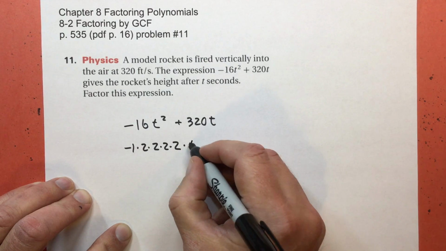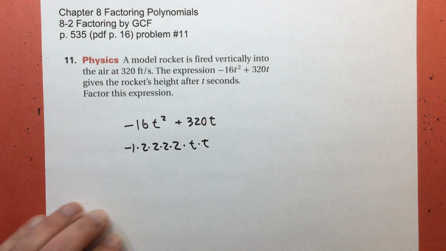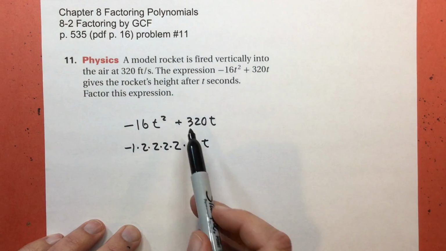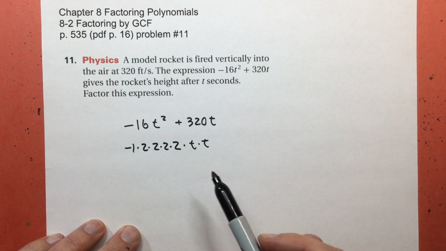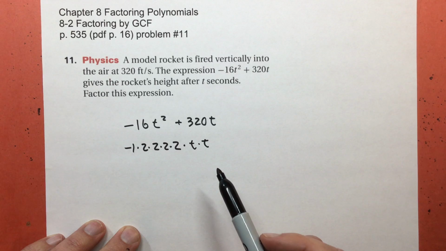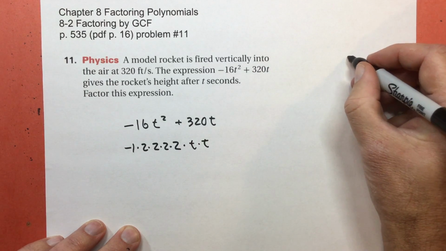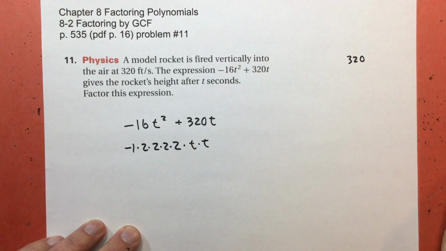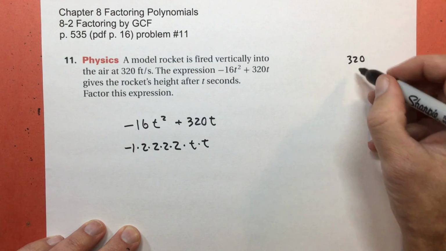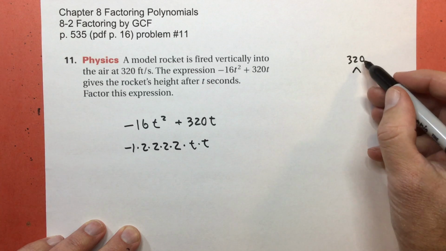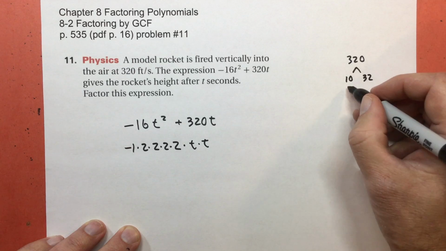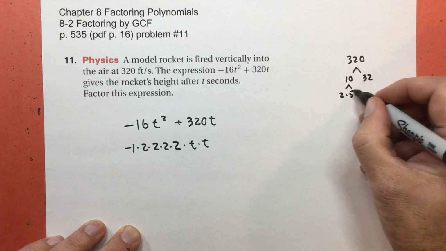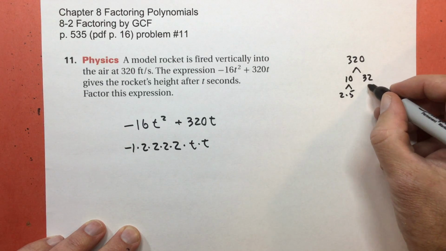T to the second power is t times t. Okay, that's the first part. But now I got 320. You probably learned how to factor using a factor tree. That's where I take 320, and even if you don't start with the smallest factor, which would be 2 times something, you can start breaking it down. Because it ends in 0, it'd be nice to do 10 times 32. 10 is 2 times 5. Both of those are prime, so I'm going to leave those.